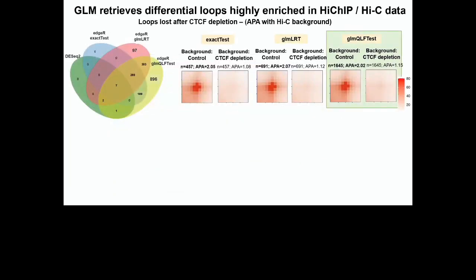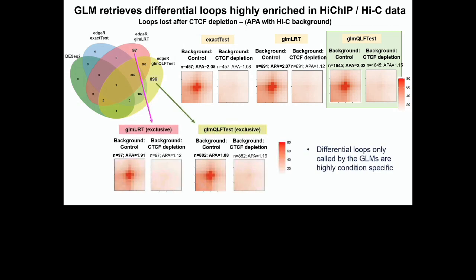If we perform an APA analysis on the loops lost after CTCF depletion, again, we see that the QLF test is the one retrieving more interactions, and even though it's retrieving more, we have a very good enrichment in the control background. And a very interesting result is that when we extract the differential interactions that are only being called by the GLM, these are really highly specific to one condition.